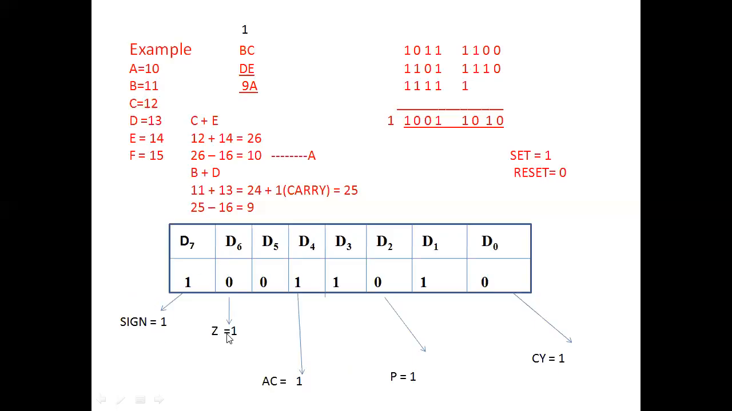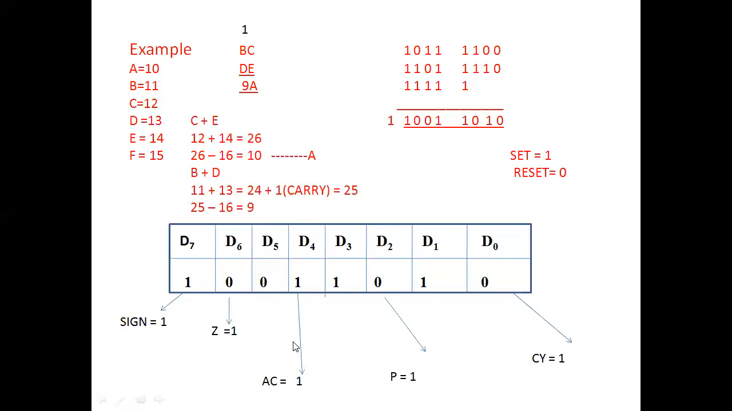Next one is the zero flag. It means that after doing an arithmetic or logical operation, finally the result will be 00. But I am getting in this place the value 9. That is, I'm not getting fully 0. I'm getting 1001 1010, so I am not getting 00H. So the zero flag is equal to 0. For example, if I am getting 00, then the zero flag is equal to 1.